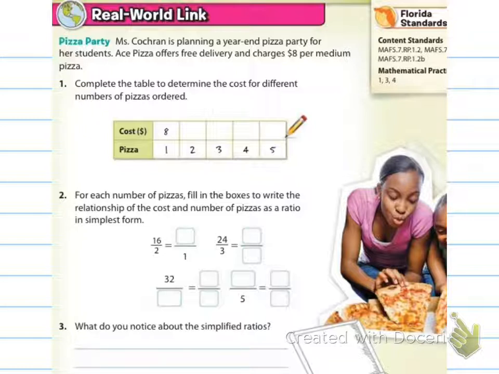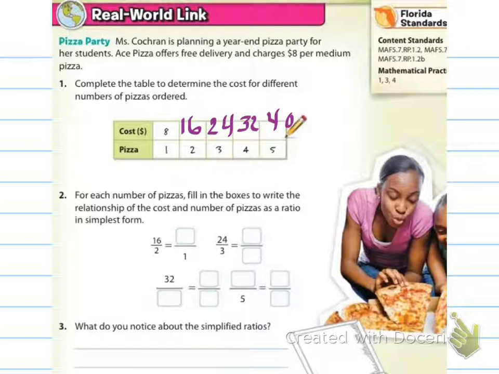Alright, so if we're paying $8 per pizza, then to buy 2 pizzas it would be $16. To buy 3 pizzas it would be $24. It would be $32 for 4 pizzas, and 5 pizzas would be $40. For each number of pizzas, fill in the boxes to write the relationships of the cost to the number of pizzas as a ratio in simplest form.